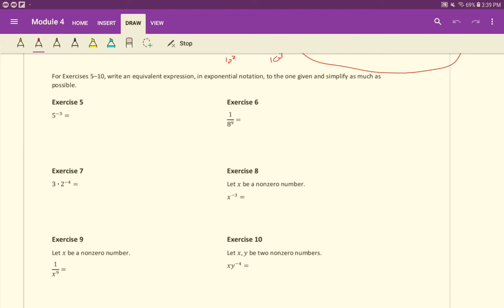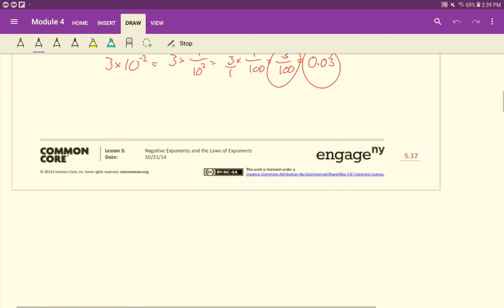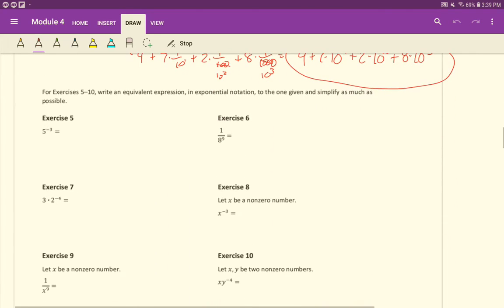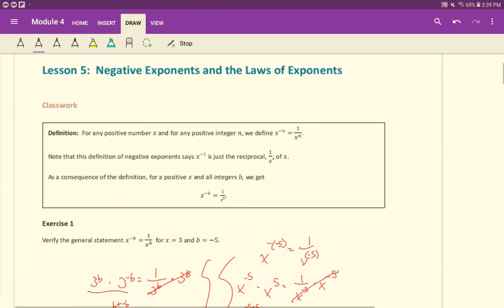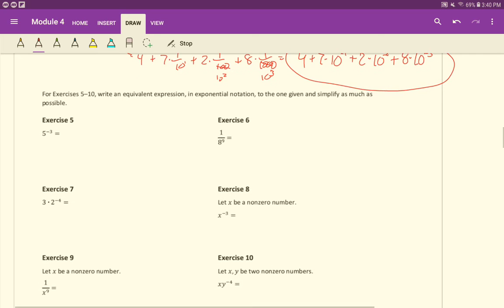And welcome back. We're going to continue our look at negative exponents and their meaning and how to simplify numbers with negative exponents. So for exercises 5 through 10, we're asked to write an equivalent expression in exponential notation to the one given and simplify as much as possible. Okay, so again, using our property here, that a number raised to a negative exponent is the same as 1 over x to the positive version of that exponent, or the opposite of that exponent, I should say.